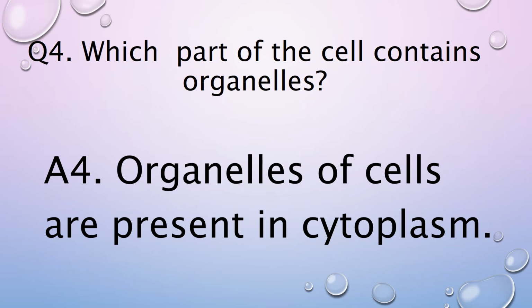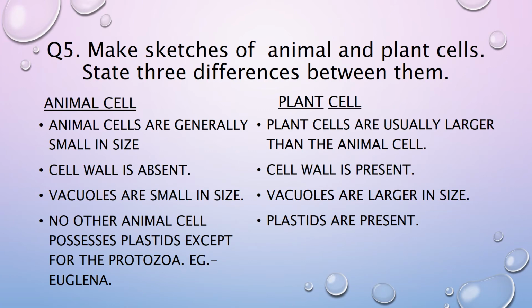Question number 4 is which part of the cell contains organelles? Answer is organelles of cells are present in cytoplasm. Question number 5 is make sketches of animal and plant cells. State three differences between them. Animal cells are generally small in size, whereas plant cells are usually larger than the animal cell. In animal cells, cell wall is absent, whereas in plant cells, cell wall is present.